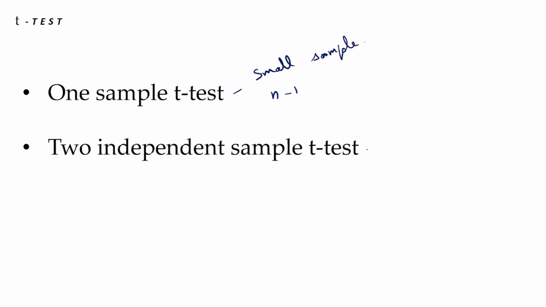And next we have the two independent sample t-test. Under the two independent sample t-test, we have two cases. The first case is when the population variances are assumed to be equal, and the second case is when the population variances are assumed to be unequal. So we will see each of these types now.